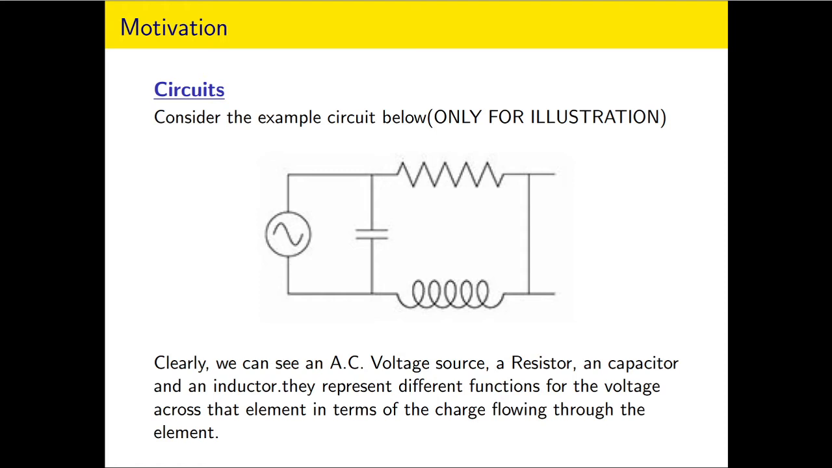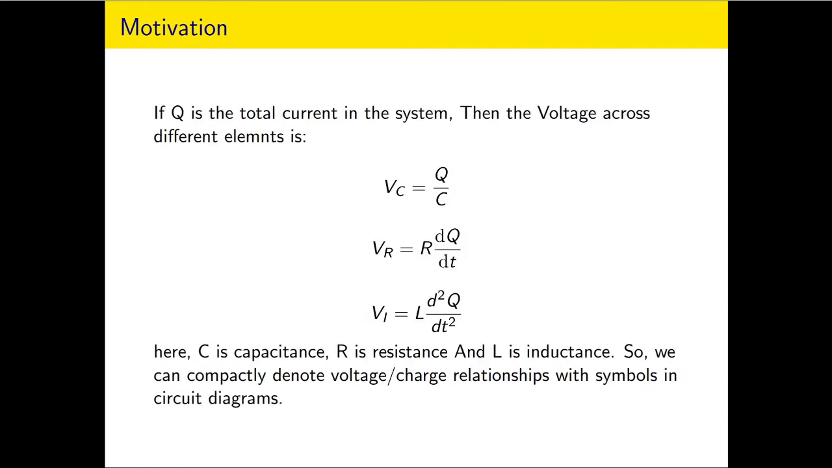For example, if the resistance of the resistor is R, we can find out what the voltage is which is flowing through the resistor. And similarly for the capacitor and the inductor. Next slide, please. So if Q is the total charge in the system, these are the equations that relate the voltage across the capacitor, resistor, and inductor respectively with the current. So yeah, next slide, please.